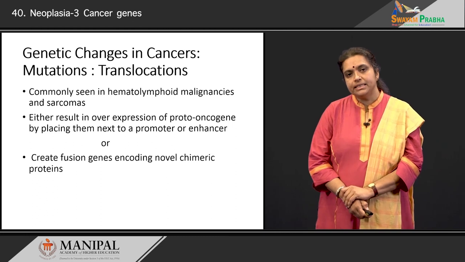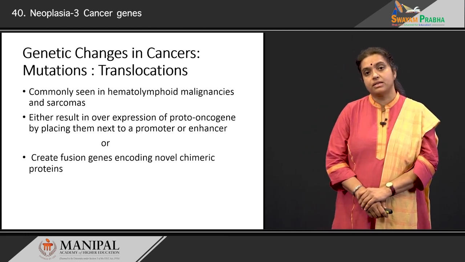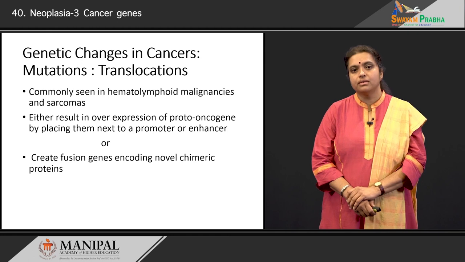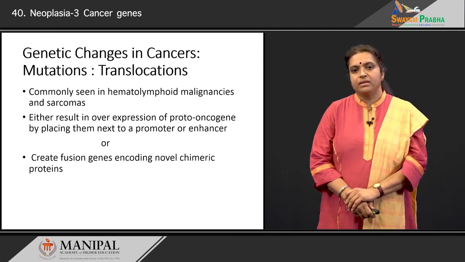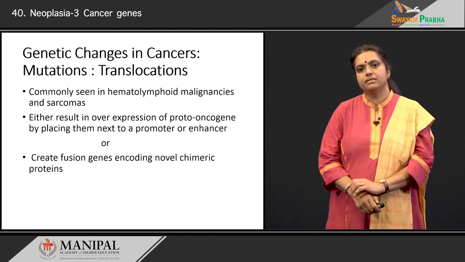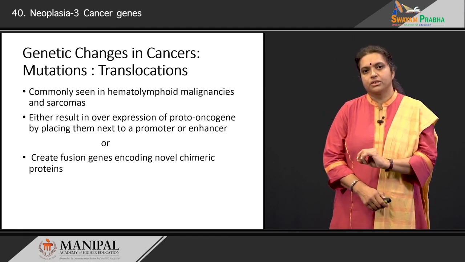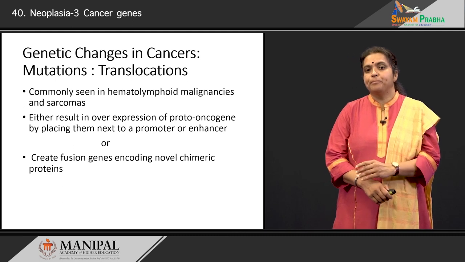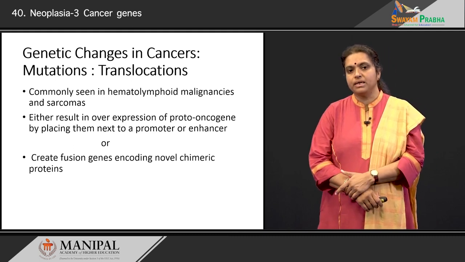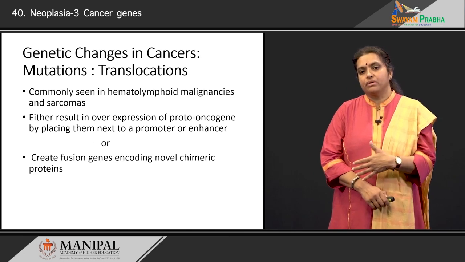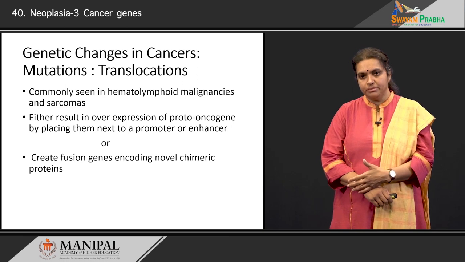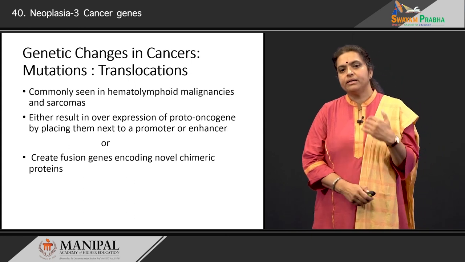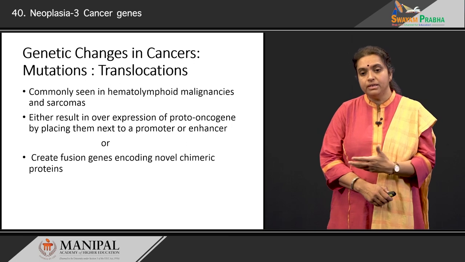The second genetic lesion that we see in cancer cells is known as translocations. These translocations are commonly seen in hematolymphoid malignancies and sarcomas. Now, what are these translocations? Translocations are nothing but the juxtaposition of one chromosomal part onto another that may involve certain genes. This may result in two things. One is overexpression of a proto-oncogene because it is placed next to a promoter or enhancer, or it can create a fusion gene that will encode a novel chimeric protein.